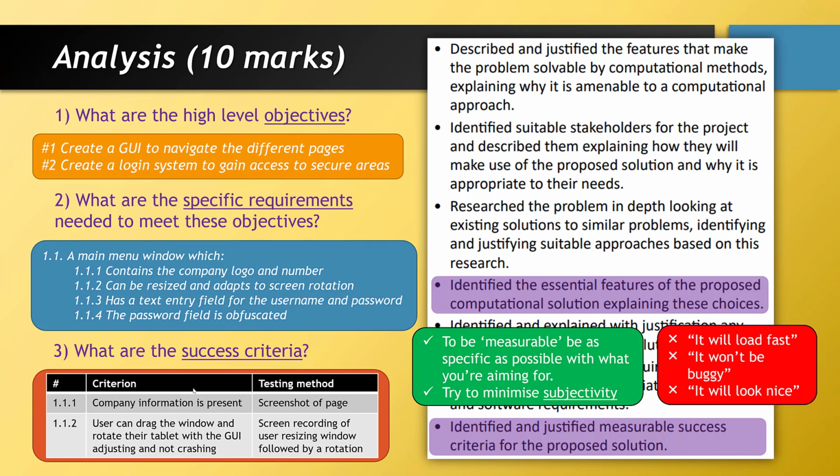And I haven't put it in my example here, but you must justify these for top marks. Maybe in the table, maybe below the table. Why are these important?